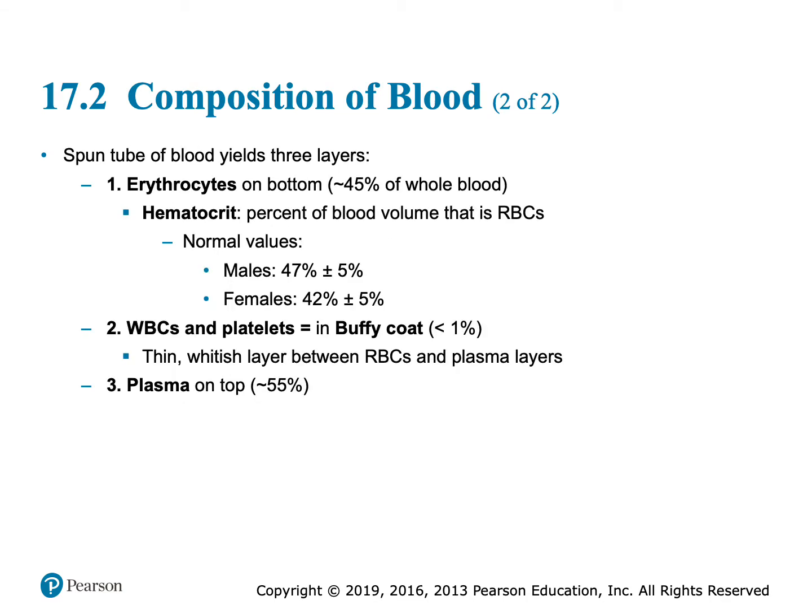So, like I said, erythrocytes are approximately 45%. When we talk about the white cells and platelets, when you spin it down, they'll sit at the top of the formed elements, and it is an extremely thin white line, and that's called the buffy coat. The liquid part that doesn't have these cells in it, the part that has water, hormones, electrolytes, proteins, clotting factors, that's going to be the plasma.